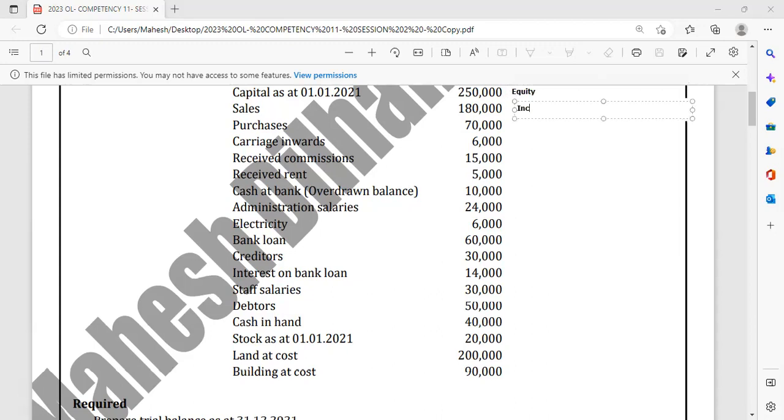Sales, income. Can you do this? Right? Who is doing it, son? Resen, Pavani, Roshani, Sanuka, and Shanuka. Can you do this? It is very important for you to identify the category of the ledger account provided. Start it now.